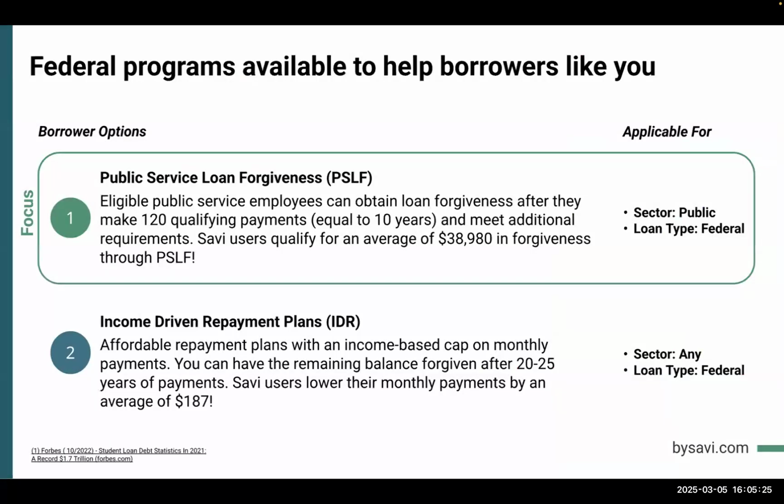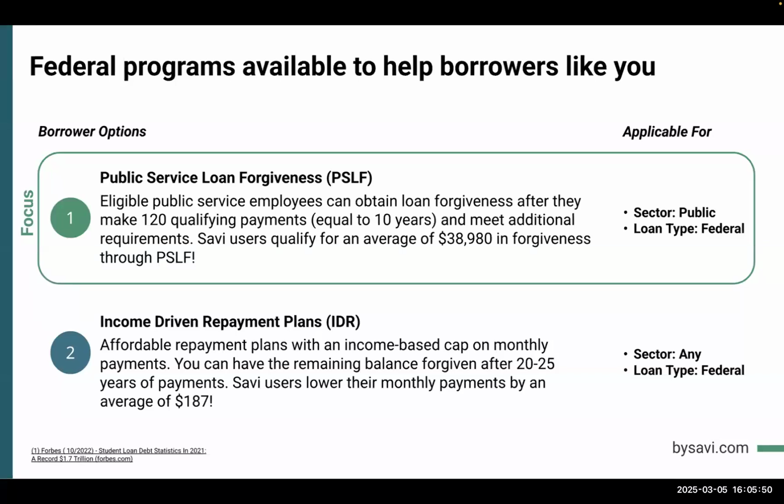Now, there are two main federal forgiveness programs that Savi works with and are available to borrowers like you. The main program we work with is Public Service Loan Forgiveness, or PSLF. In a nutshell, if you are a public service employee and make 10 years or 120 cumulative payments on your loans and meet other additional requirements, your remaining balance, including your interest, will be forgiven.